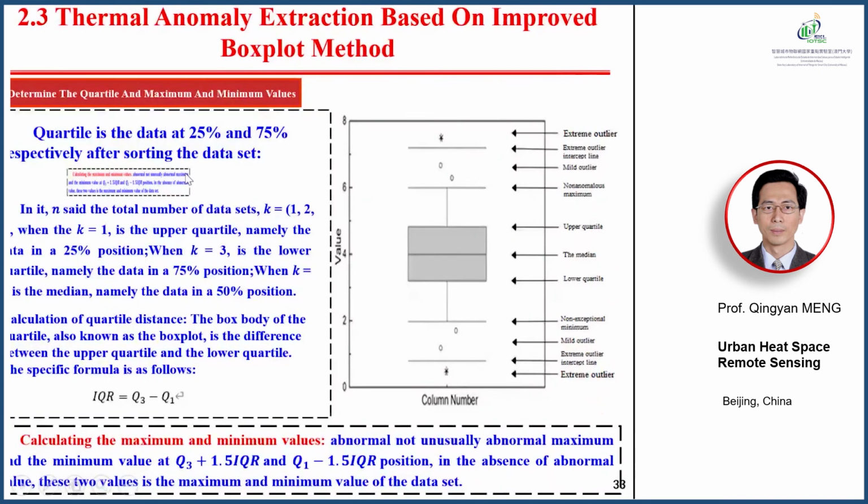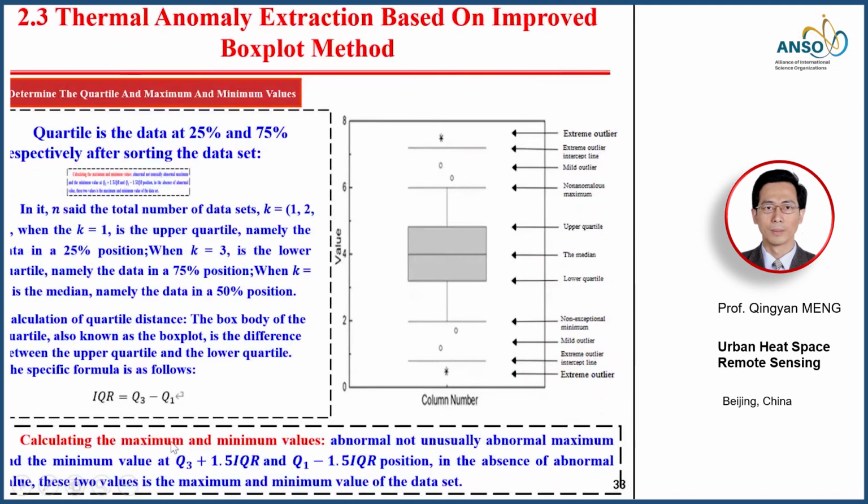Then the quartile. Quartile is the data at 25% and 75% respectively of the sorted data set. And this is some explanation of it, and we can calculate the quartile distance and the box body of the quartile, also known as the box plot, which is the difference between the upper quartile and the lower quartile, and the specific formula is as follows.